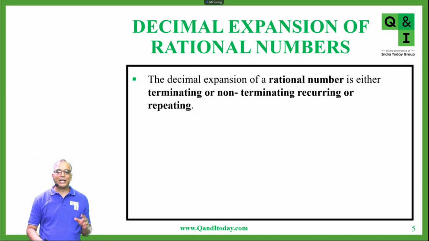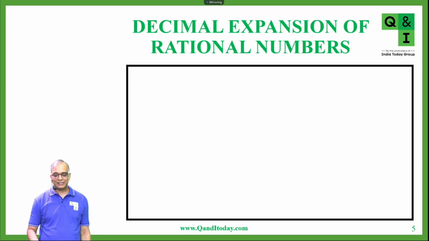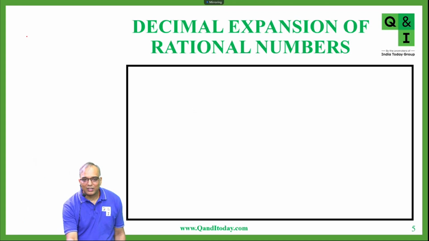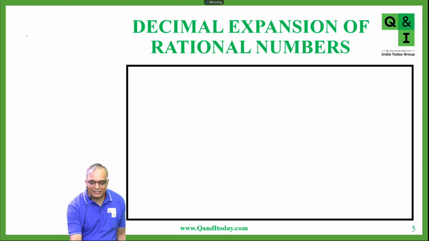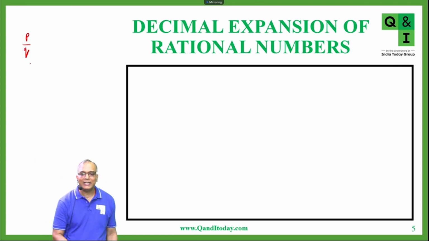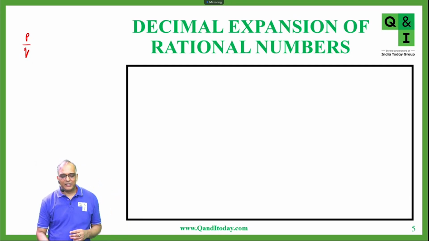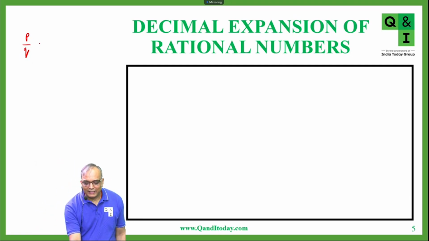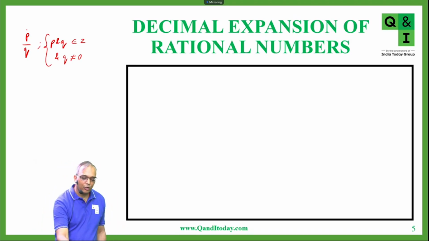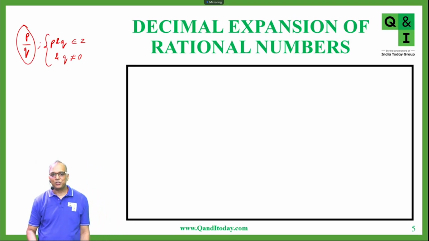So there are two types of decimal expansion of rational numbers, right? A rational number is of the form p by q, right? So these are the ratio of integers p by q, where p and q belong to integers, belong to Z, and q is not equal to 0, right? These are the conditions for a ratio to become a rational number. So it should be a ratio of integers and the denominator should not be equal to 0.